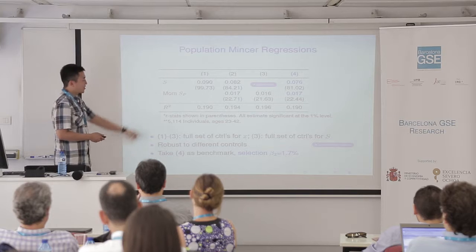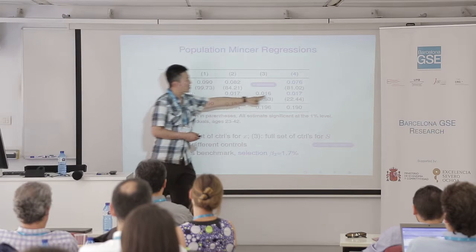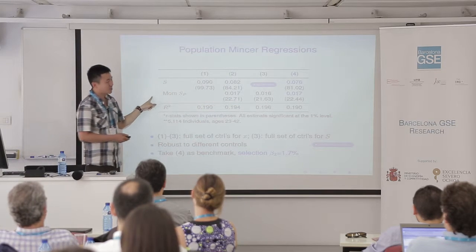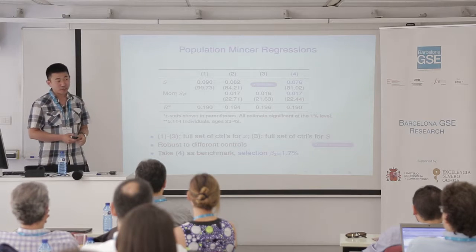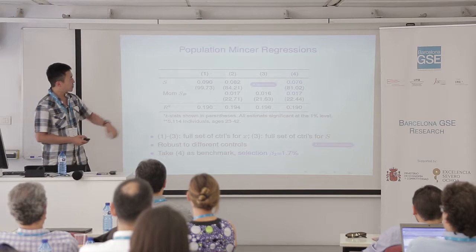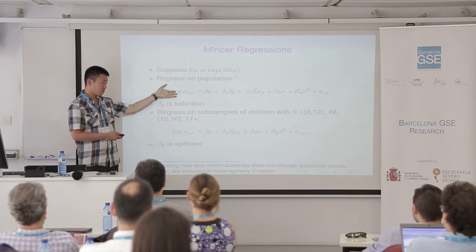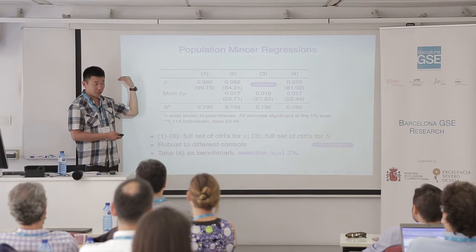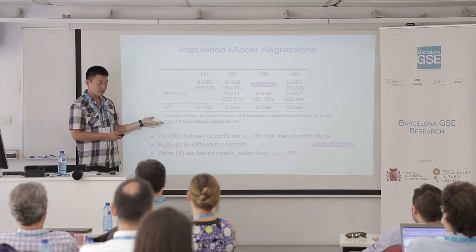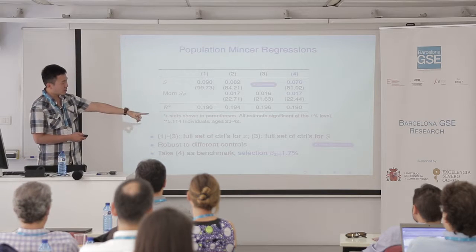So you see that the reduced form effect of mom's education on own earnings is about 1.7%. According to my structural model, that's all selection though. Of course, this equation itself is just reduced form. According to my model interpretation, it should be all selection because I'm looking at the entire sample. So just keep in mind this number, 1.7%.